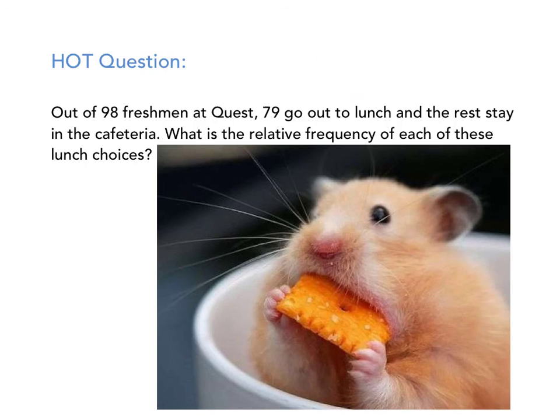To your hot question, out of 98 freshmen at Quest, 79 go out to lunch and the rest stay in the cafeteria. What is the relative frequency of each of these lunch choices? So when you're answering your hot questions, I want you to put out to lunch, and then the relative frequency, and then cafeteria, and then the relative frequency of that. Make sure you put both those answers in there, and we'll work on this more tomorrow.